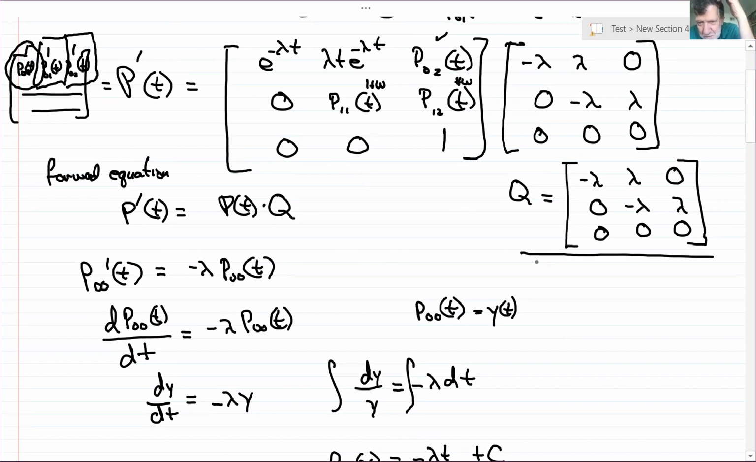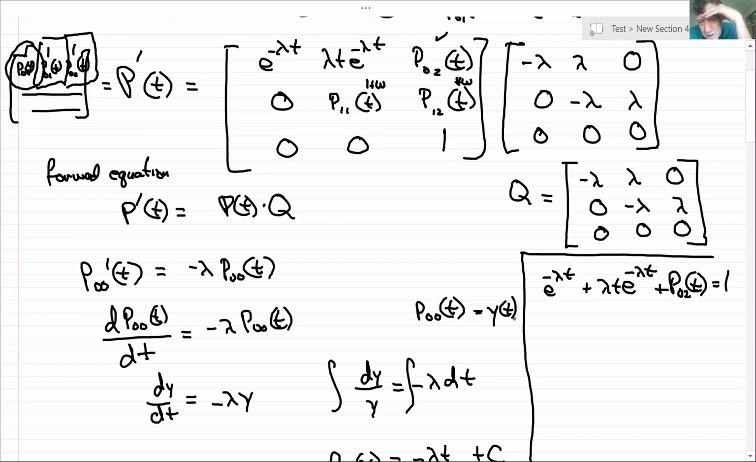Okay, so the easier way to do this and avoid parts and everything would be to realize that e to the minus lambda t plus lambda t e to the minus lambda t, plus the one you want, adds up to 1. So what does that mean? P02 of t is 1 minus these two terms.